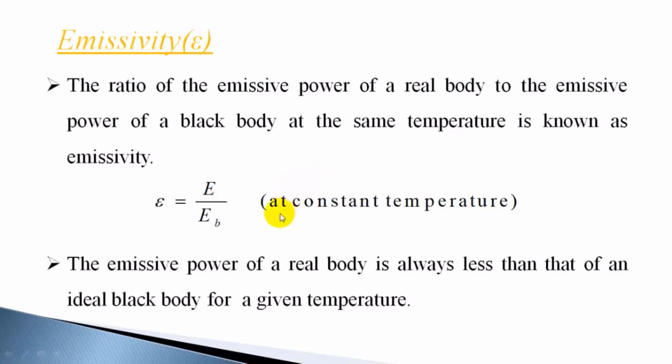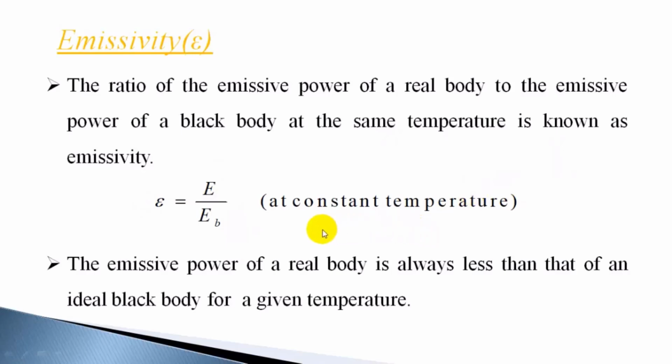Emissivity is the ratio of the emissive power of a real surface to the emissive power of a black surface which are maintained at the same temperature. So that is important. Both the bodies should be at the same temperature. There are two bodies, both are at the same temperature. One is a real body and the other one is a black body. And if the temperatures are the same, the emissive power of a real surface or real body to the emissive power of a black surface is known as emissivity.